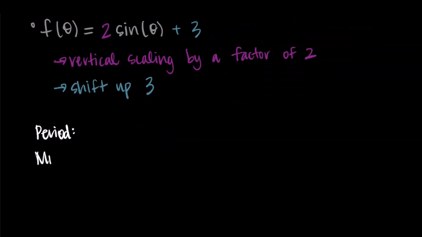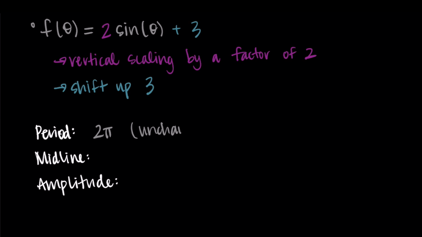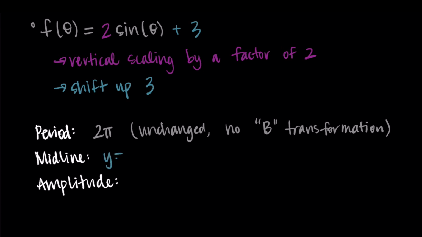Then let's identify the period, midline, and amplitude. Our period is affected by the B transformation, but I don't see one of those here. So my period is just going to be 2 pi. That means it's unchanged. It's just the original sine function's period. Then our midline is affected by the plus or minus D transformation, and I see that here we're shifting up 3, so that's going to shift the midline to y equals 3. Then our A transformation affects the amplitude, and so our amplitude is now 2.